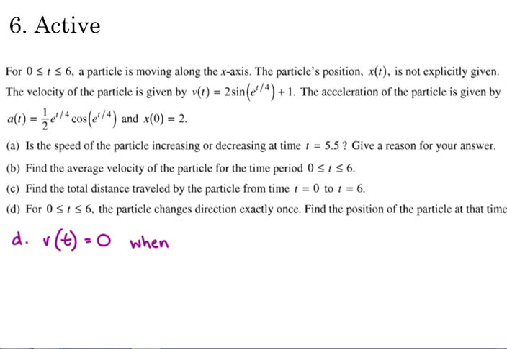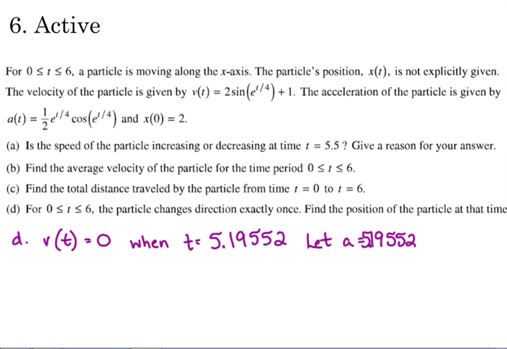Plug velocity into y1, change your window from 0 to 6, and find where it crosses the x-axis using the zero function. This happens when t equals 5.19552. You never round in the middle of the problem, so you would store that in your calculator. Let a equal that value. After you find the zero, you should be able to copy and paste that value. Copy is under the F1 menu there.